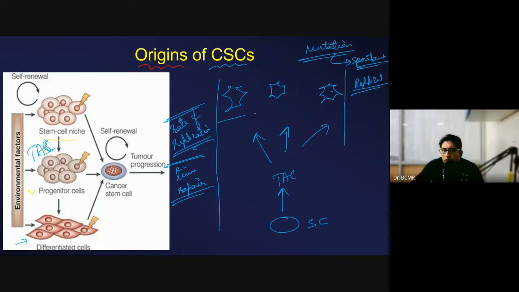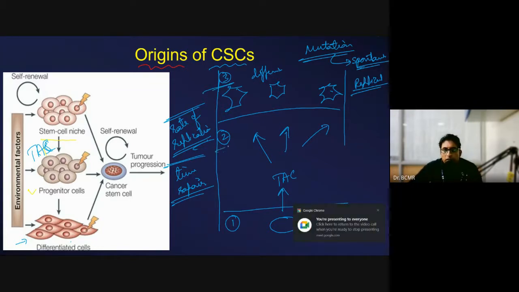So if you see, there are three different cell types, right? Cell type 1, the stem cell; type 2, the transit amplifying cells; and cell type 3, the differentiated cells. This is a general question and I hope you will participate with me: in which of these cell types do you think there is more probability of mutation, and why? Anybody?